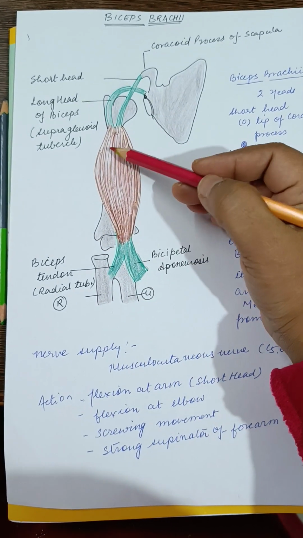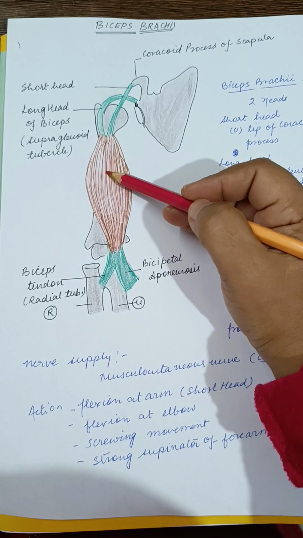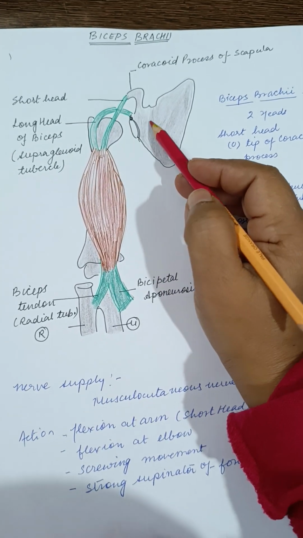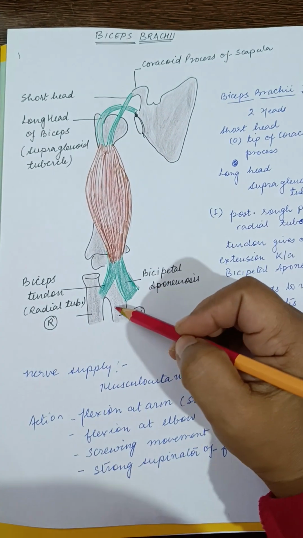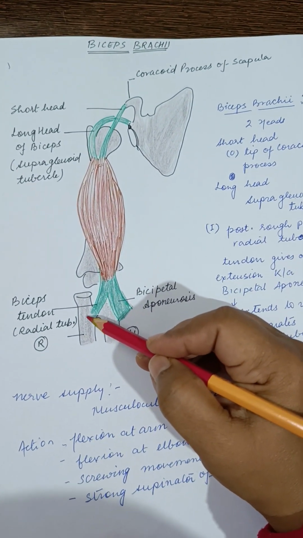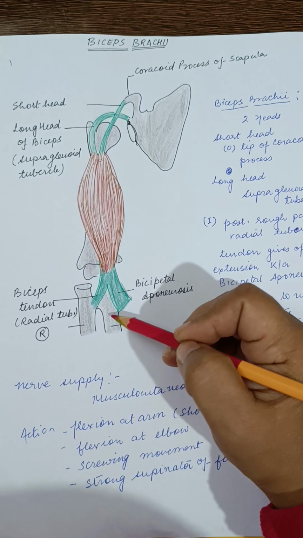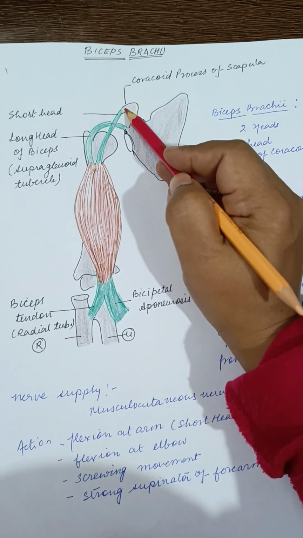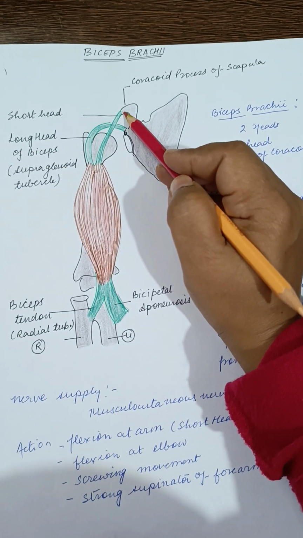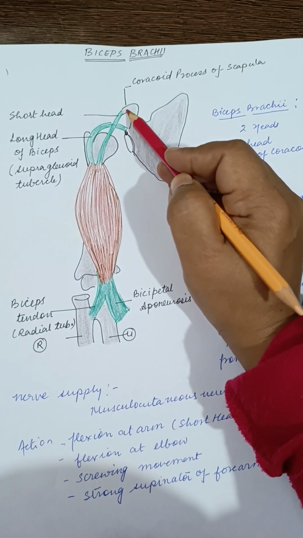So we will see the detailed anatomy of biceps brachii today. So you can see here, this is bone, this is scapula bone, and this bone is humerus. Then lower down you will find the radius on the lateral side and the ulna on the medial side. So you can see here one process of the scapula, that is known as coracoid process of scapula.